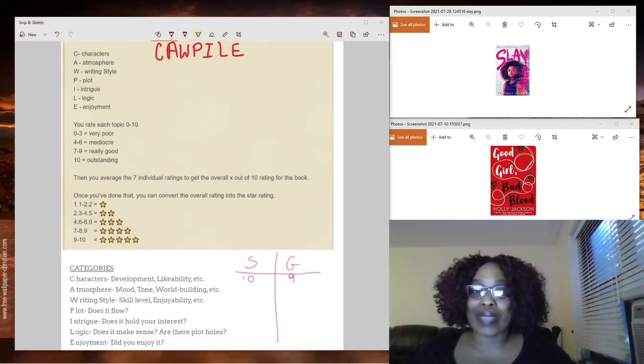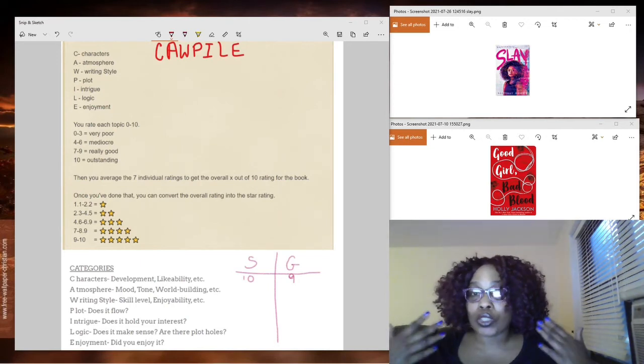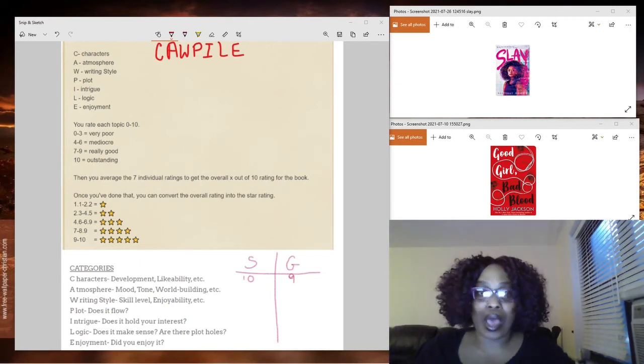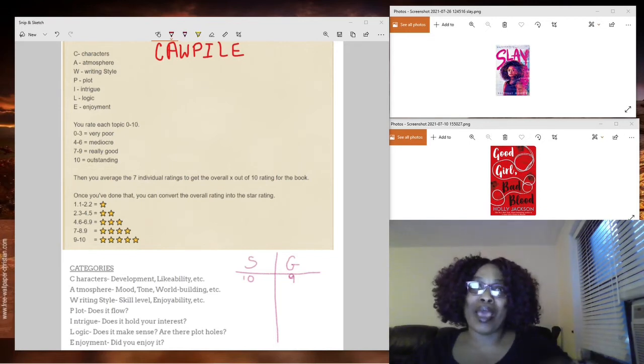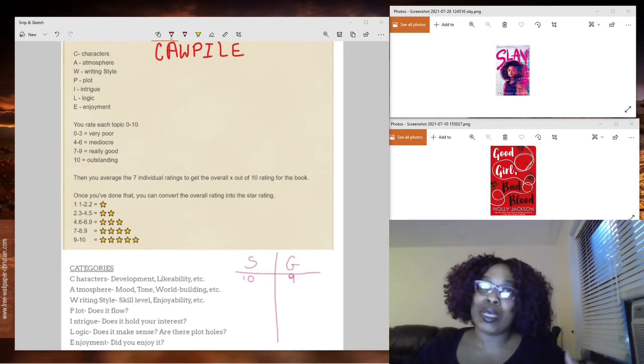So let's talk about the atmosphere in these two books. In Slay, I feel like Brittany Morris really developed the mood, the tone, and the world building of this book. I felt that every single page was so fleshed out, so much so that as I was reading the book, I was off on the side Googling and looking up massively multiplayer online role playing games. It was that serious. One of the reasons why I love this book is because I am a gamer.